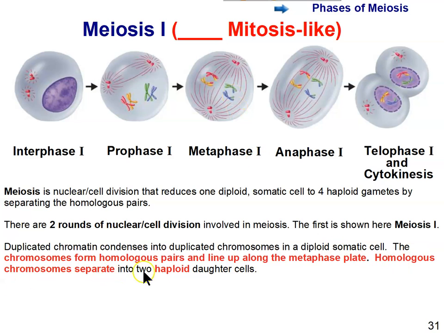And then the homologous chromosomes separate. During anaphase, the homologous chromosomes are separating. But note that they are still duplicated chromosomes. They're still made up of sister chromatids. And like I mentioned already, they end up in two haploid daughter cells by the end of meiosis I. So all of that is not mitosis-like. When it comes to these 2 parts of meiosis, meiosis I is the one that is not mitosis-like. Meiosis II is very similar to mitosis, so it is mitosis-like. So all the differences between mitosis and meiosis happen during meiosis I.